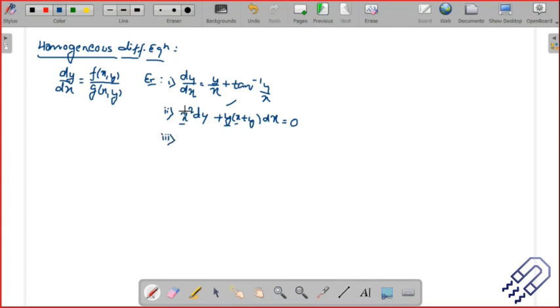Eventually we will see, as we keep on solving numerical problems for homogeneous differential equations, when we use the technique to solve them, that these kinds of equations become simpler and we can easily solve them. I'll show you how we're going to do it.